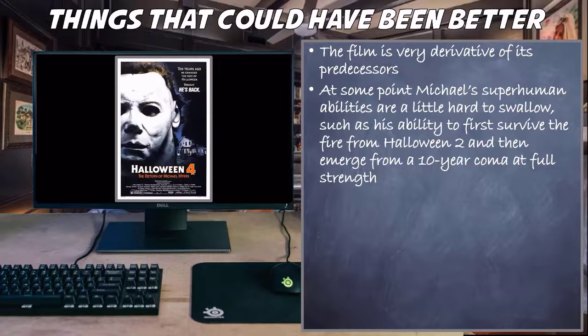Many believe that Michael has some sort of supernatural aspect to him, and if you accept that, then it becomes easier to accept that he is supernaturally durable. Of course, having a supernatural aspect is not the most realistic thing in the world, but it is not any less realistic than Jason Voorhees or Freddy Krueger. So from that point of view, it's no harder to swallow than any of the other slasher films of the time.